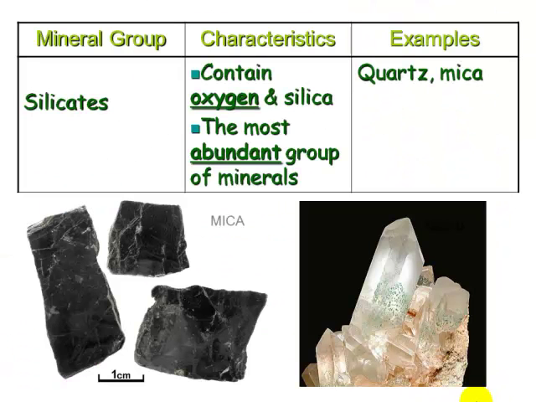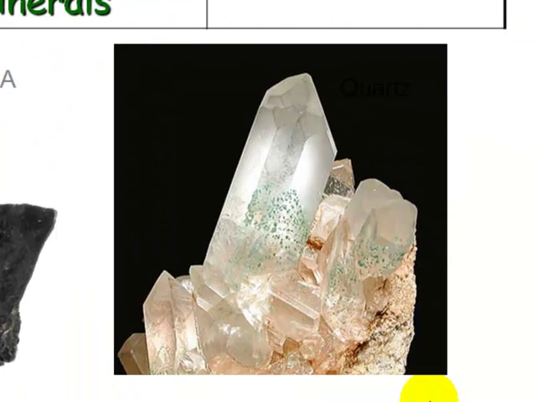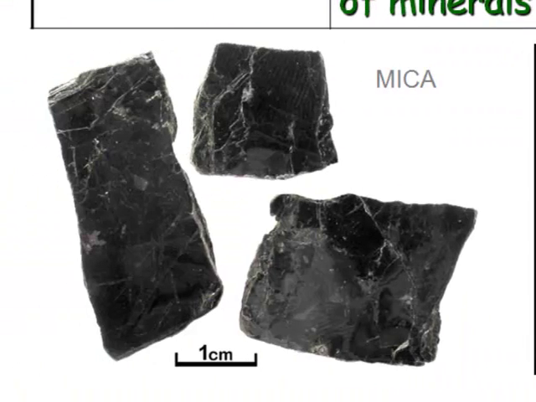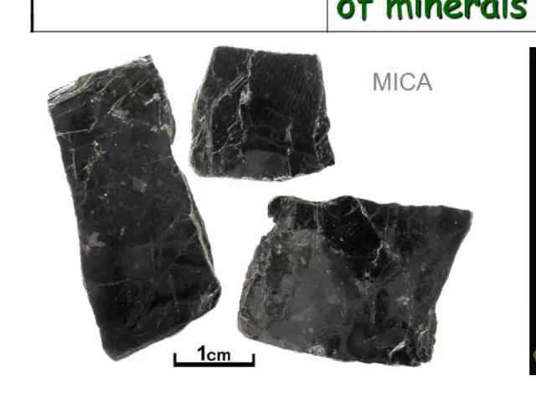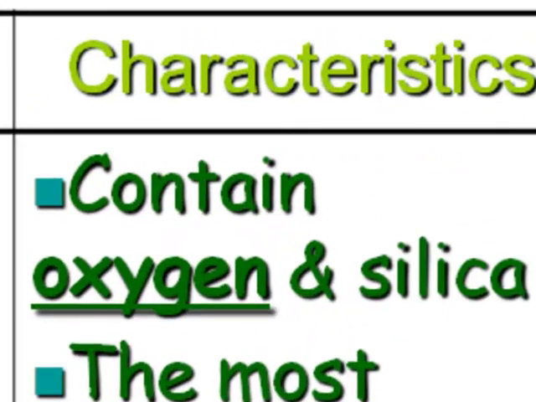So here I want to focus in on the silicate group. I want to talk about this for a little bit. They have silica, oftentimes bonded with oxygen. We're going to talk about that during class. And here's a couple examples: quartz to the right and mica to the left. We can look at some samples of that in class tomorrow as well. But I want to emphasize they have to have this right here, the silicon atoms in it, to be a silicate.